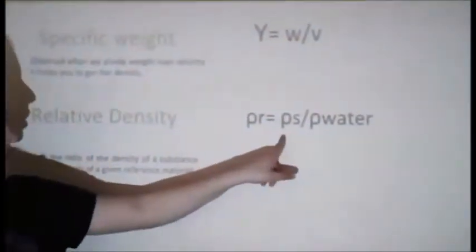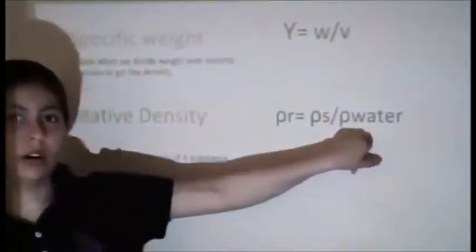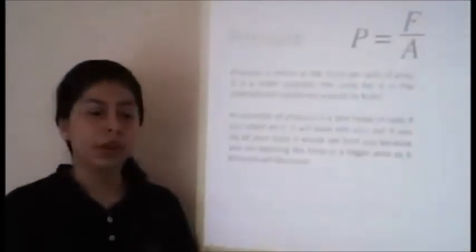Specific weight and relative density are derived from density. Here we can see the formulas: weight over volume, and the density of the solid over the density of the water. Pressure. Here, as you can see, is the formula of pressure: force over area. Pressure is defined as the force per unit of area, and it is a scalar quantity. The units used in the International System are pascals, or newtons over square meter.